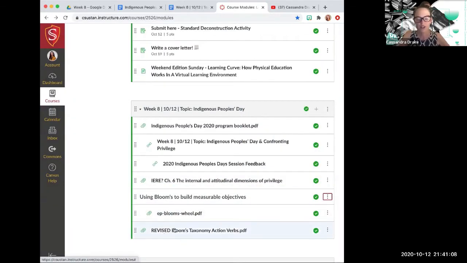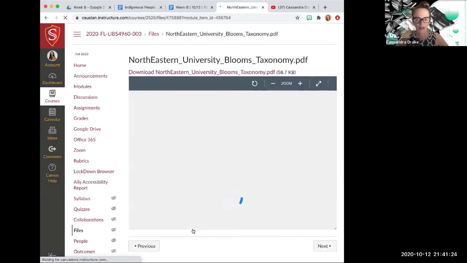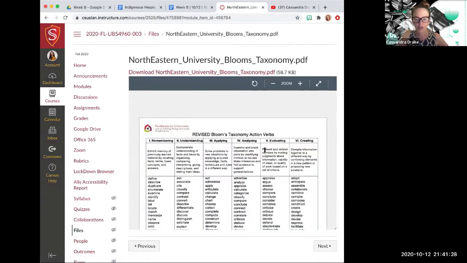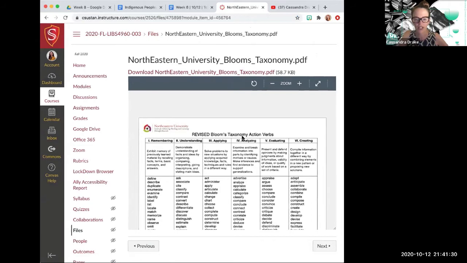So you have these 2 resources. You can use either one. They both kind of serve slightly different functions, but they are also similar in the fact that they are both essentially Bloom's taxonomy. So first I'm going to show you this one. It should load here, and if it doesn't, you can just click there and open the PDF and download it.